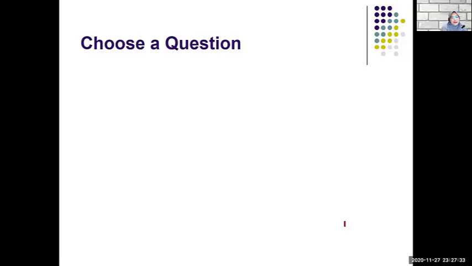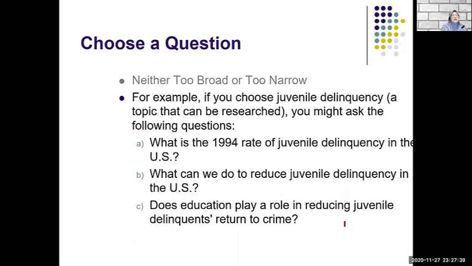So how to choose a question? Neither too broad nor too narrow. For example, if you choose juvenile delinquency, a topic that can be researched, you might ask the following questions. What is the 1994 rate of juvenile delinquency in the US? What can we do to reduce juvenile delinquency in the US? Does education play a role in reducing juvenile delinquents' return to crime? So, review these questions. Are they too broad, too narrow, or okay?